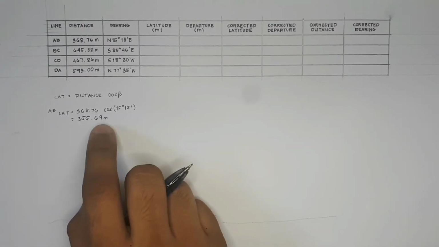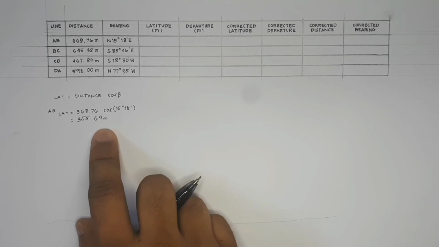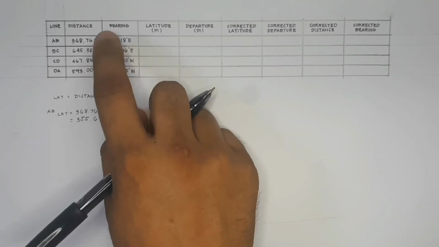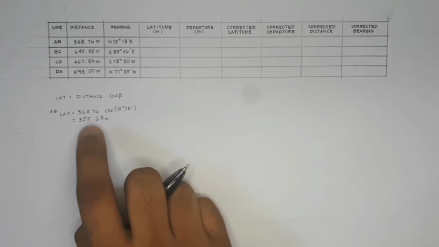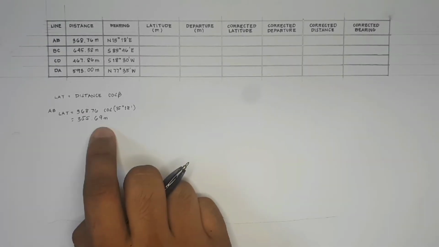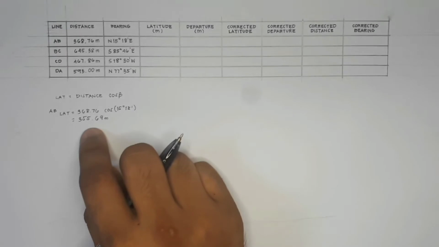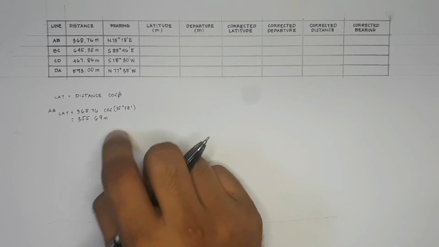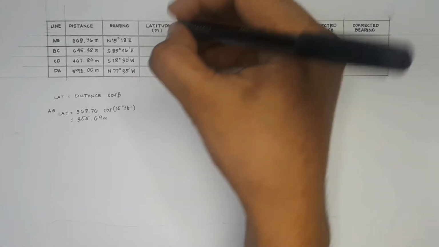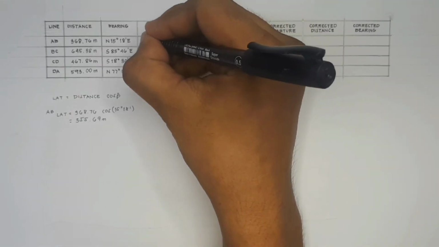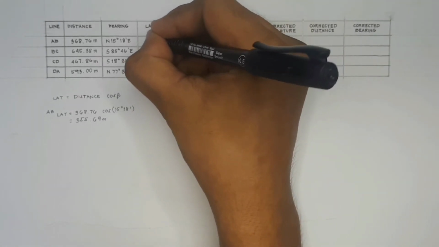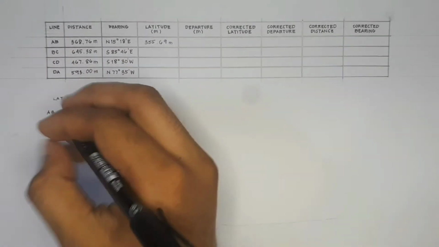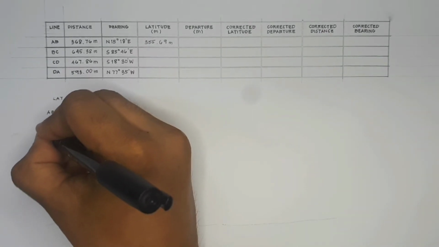355.69 meters. Now take note that the sign for our latitude depends on whether it is in the north direction or in the south direction. For our case, the direction of AB is along the north, so therefore this is positive. So we have the latitude 355.69 meters.